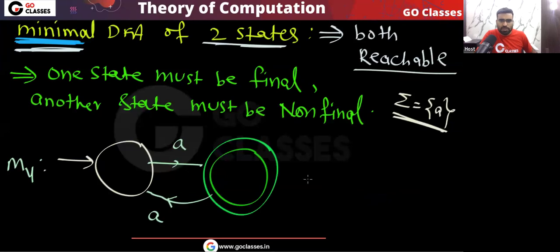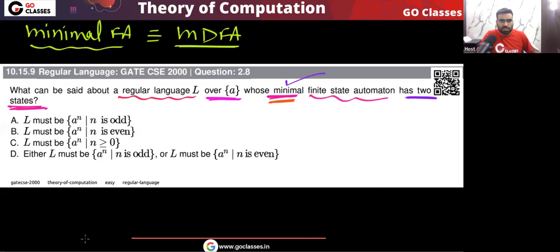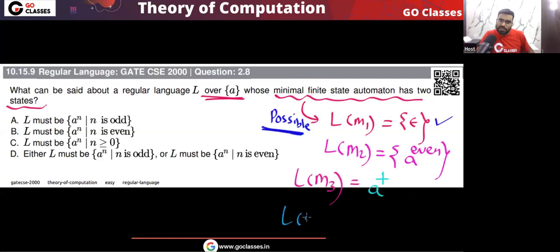Is there any other language possible? What is the language of M4? That is an odd number of A's. Yes or no? That is an odd number of A's, A power odd. Okay, so this is another possible language, A power odd.